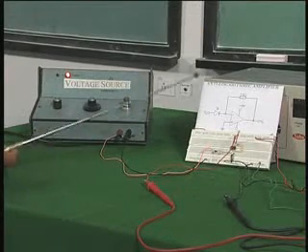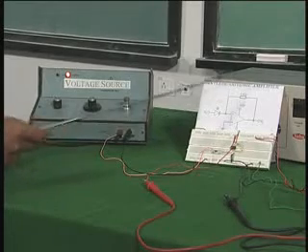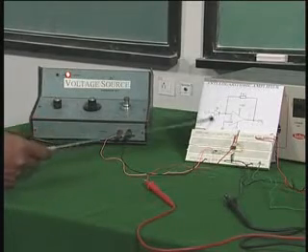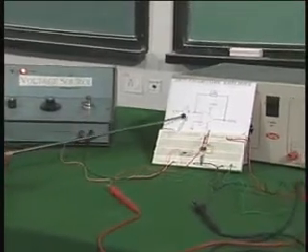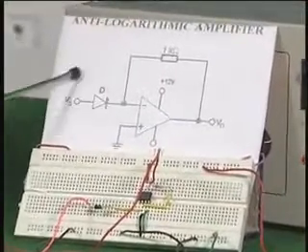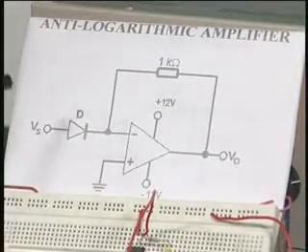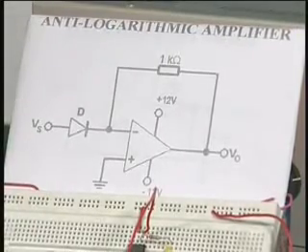So this is the anti-logarithmic amplifier, where the diode is in the input circuit and the resistor is in the output circuit. We are making use of the relationship of the current through the diode, which is I equal to I naught exponential. So this is what is being made use of in this configuration for generating the logarithmic relationship.